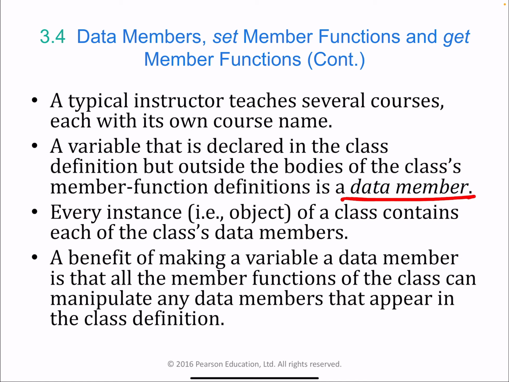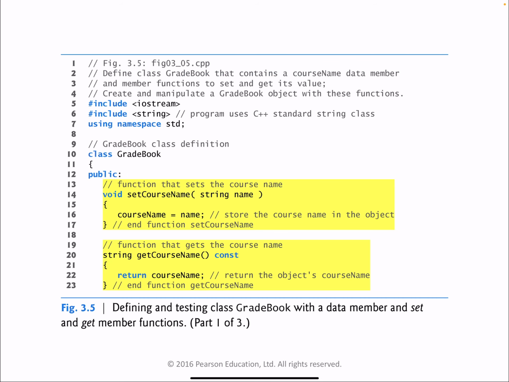So data members are declared inside the body of a class. And each instance, each object of a class has its own data members. Here's a very simple example of a class in C++.